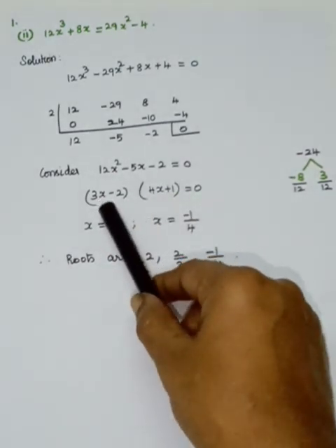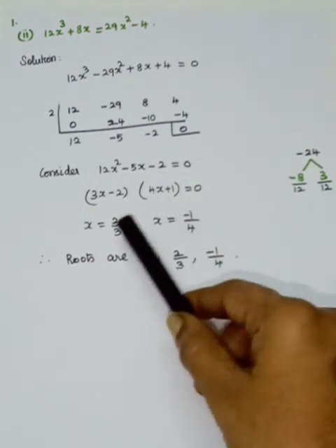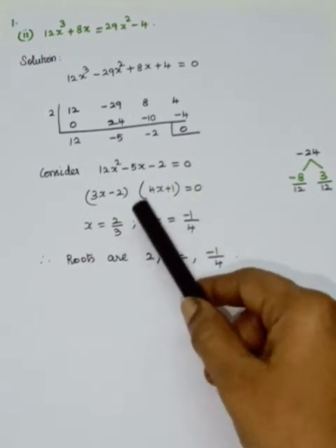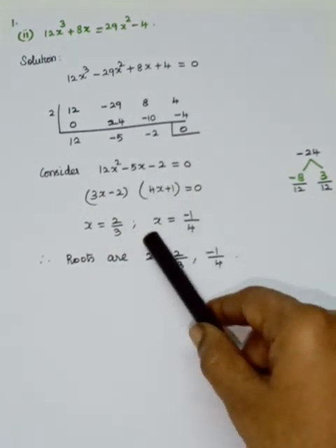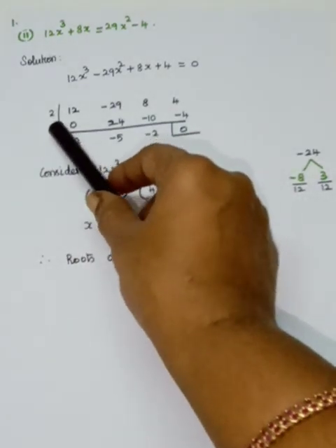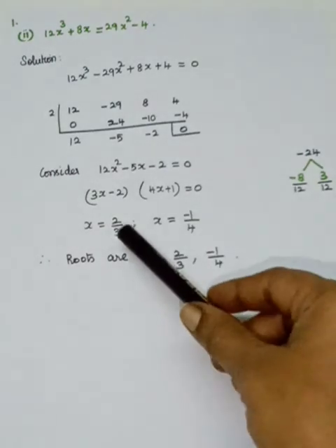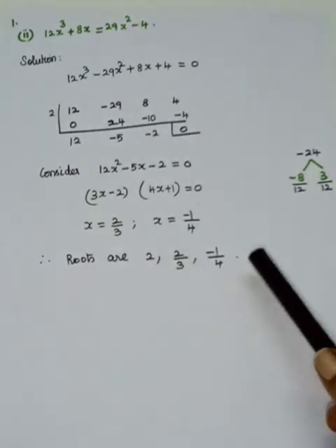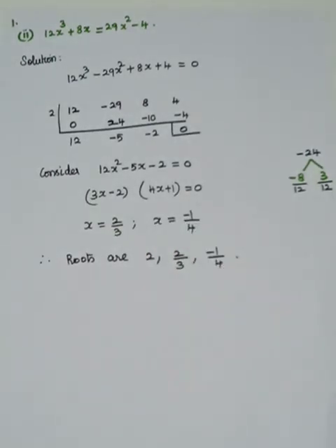So when you equate 3x minus 2 is equal to 0, it means x is equal to 2 by 3. 4x plus 1 is equal to 0 means x is equal to minus 1 by 4. Already we have found one root. What is it? 2. And the other roots are 2 by 3 and minus 1 by 4. Okay, thank you students.